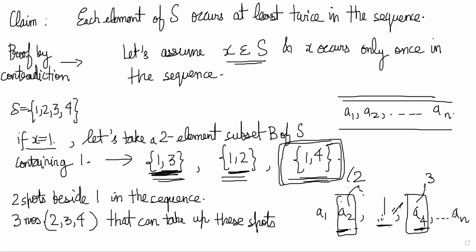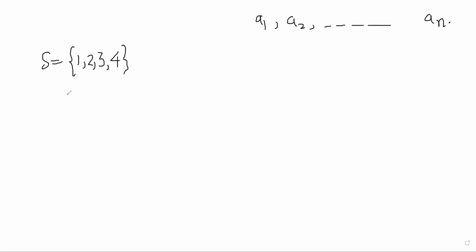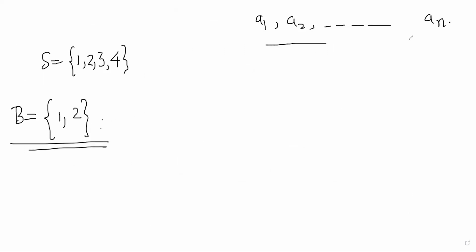I hope you are trying to understand what I'm doing here. So basically what I'm saying is I have an n-term sequence here, and I have the set S equal to {1, 2, 3, 4}. The problem says that whenever I take a subset B, let's take the subset B {1, 2}, I should be able to find 2 consecutive terms here which make up the set B. So somewhere in the series, there should be a 2, 1 or a 1, 2.